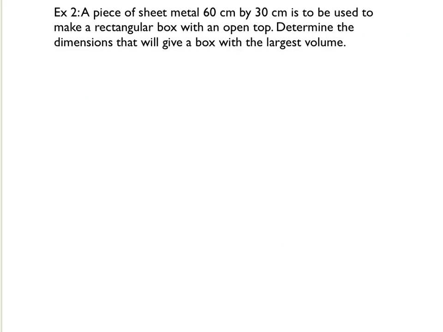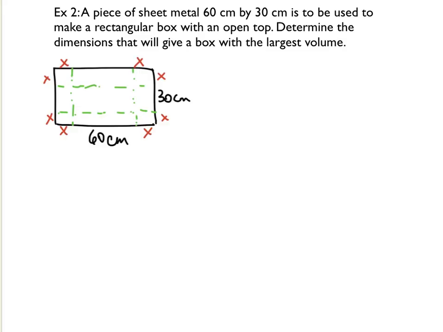Example number 2. A piece of sheet metal 60 centimeters by 30 centimeters is to be used to make a rectangular box with an open top. Determine the dimensions that will give a box with the largest volume. So first thing, we want to draw a diagram.